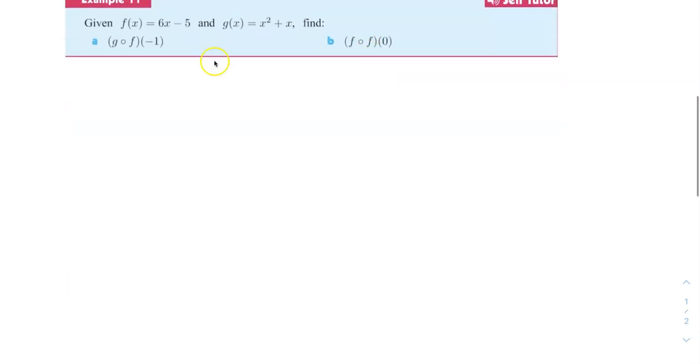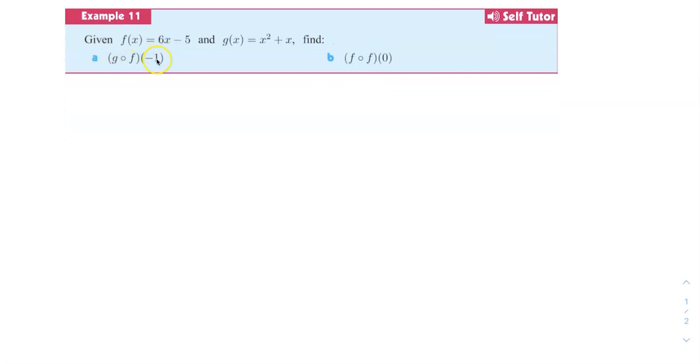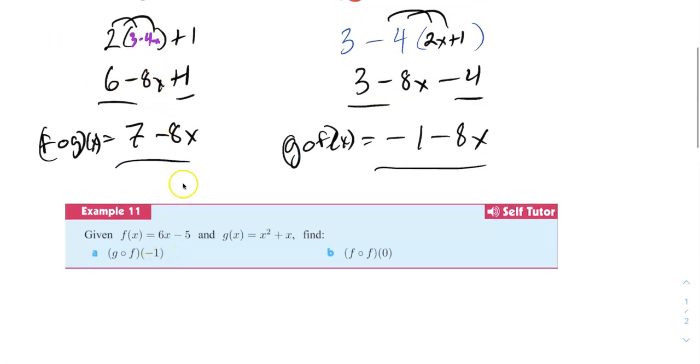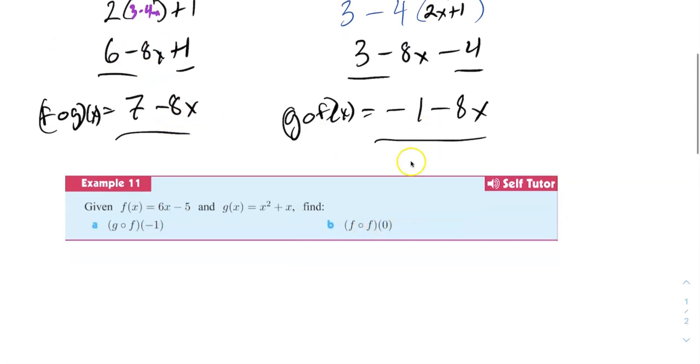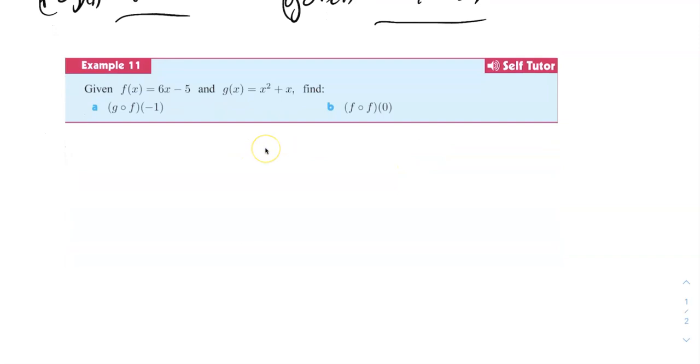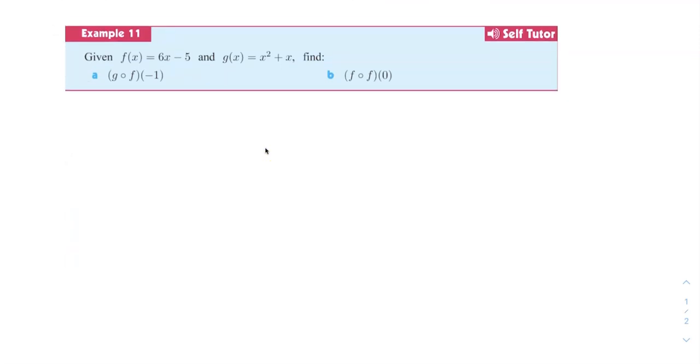Okay, what happens if there's a number? What if it's g of f of negative 1? Well, one thing you could do is do all this work and then plug negative 1 into your answer. Same thing with f of f of 0, you can do all that work and then plug 0 into your answer. But that's actually not the easiest way of doing it. The easiest way is taking it one step at a time. So first we figure out what f of negative 1 is. We work inside out. What happens when I plug negative 1 into f? 6 times negative 1 minus 5 is negative 6 minus 5, which is negative 11.